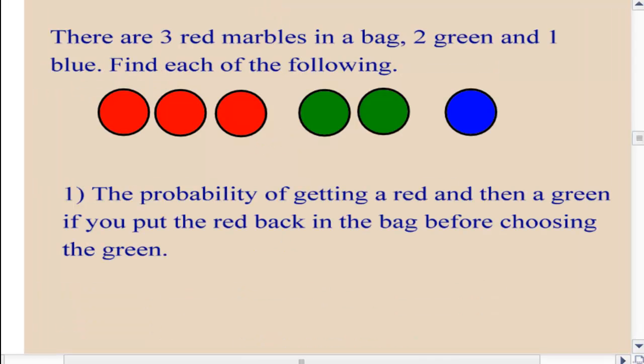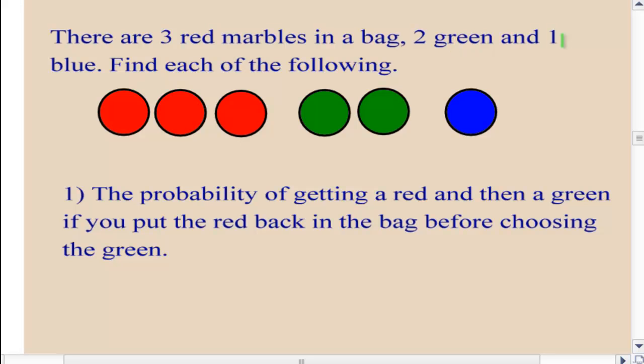So now we're going to look at some other probabilities of independent events. And again, independent events means that the first event does not affect the second event. So you'll notice in the wording of these problems, these will be indicated as independent.